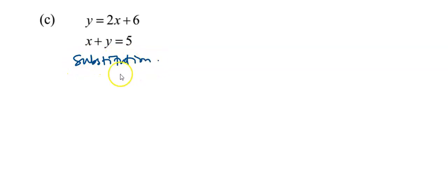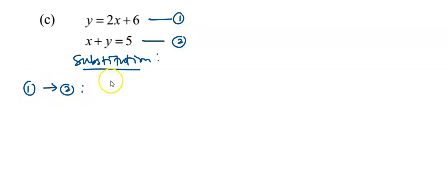For the third example, as I promised, I'm going to use the substitution method to solve this simultaneous equation. So firstly, you can see that my first equation is already in the form y equals 2x plus 6. So I can just directly substitute equation 1 into equation 2. Then your equation 2 will become x plus, the y will be replaced by 2x plus 6, equals 5. This is called the substitution method.